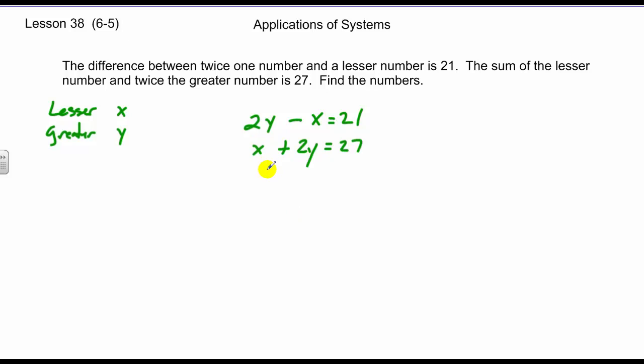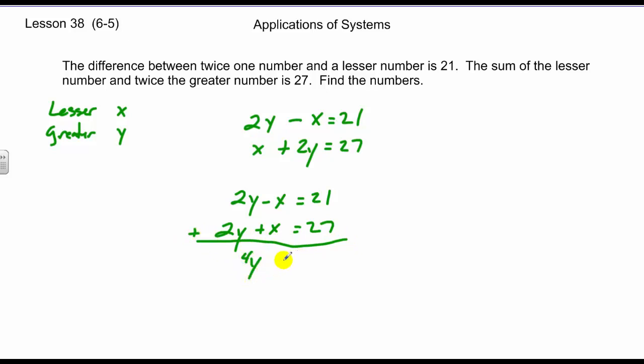Now notice, this sets itself up nicely for substitution, but also if I rearrange my variables in this case, so I say 2y minus x equals 21, and we know that addition is commutative, so I can switch the order, say 2y plus x is equal to 27. Notice this problem's all set up for addition, so I have 4y is equal to 48. Divide both sides by 4, and I get y is equal to 12.